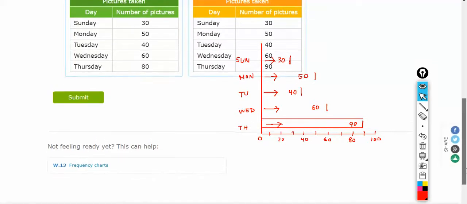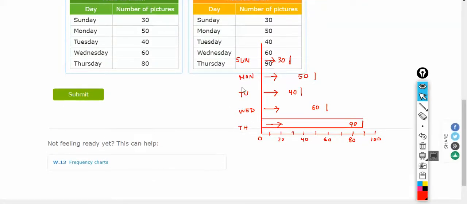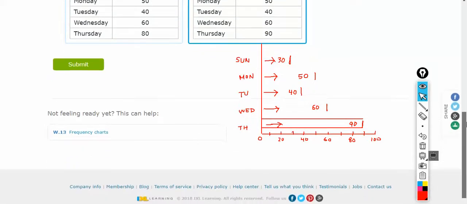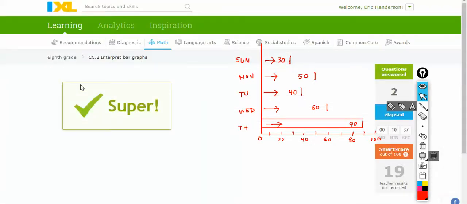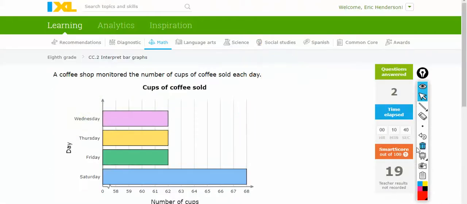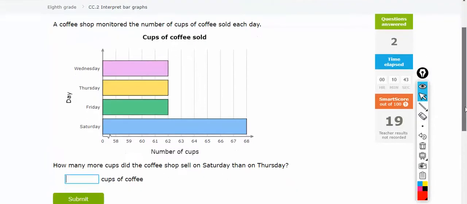So we are looking for 30, 50, 40, 60, and 90. Both have 30, both have 50, 40's the same, 60's the same. For the last one, Thursday, they have 80 and 90. Well, we have 90, so the correct one is Thursday here. Hit submit. This is pretty straightforward.